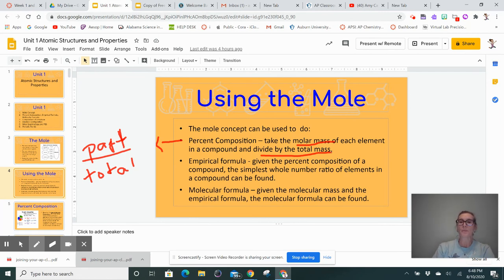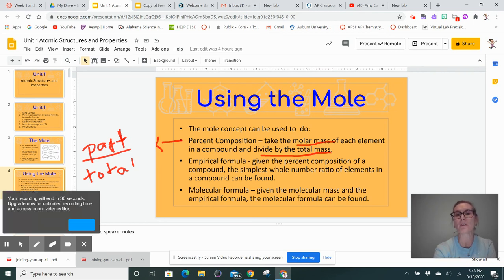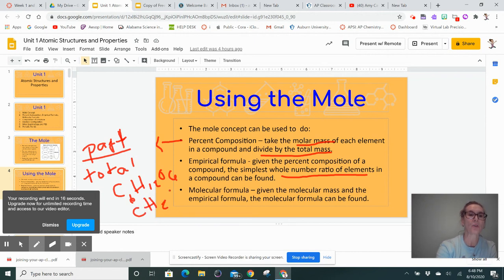Empirical formula is when we have the percent composition, we just find the simplest whole number ratio of elements in that particular compound. So like sugar is C6H12O6, and we can reduce that down to CH2O. And that will be the end of this particular video.